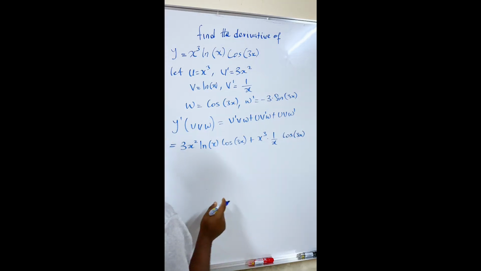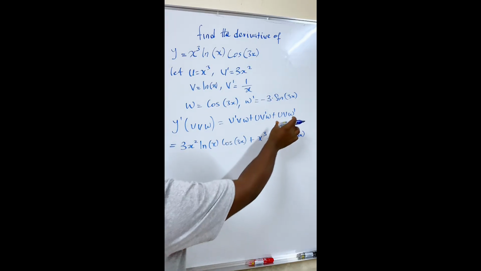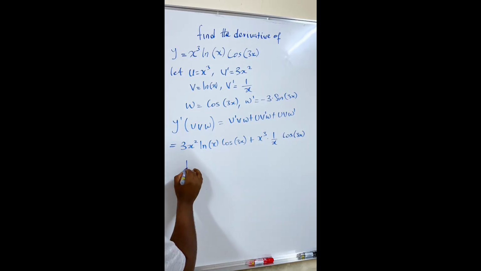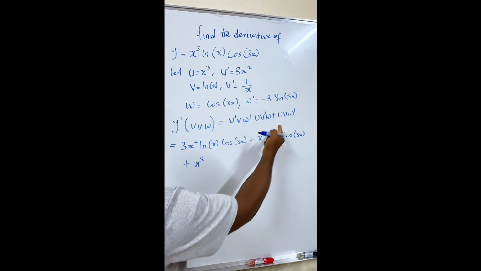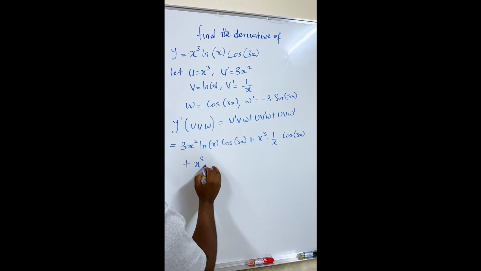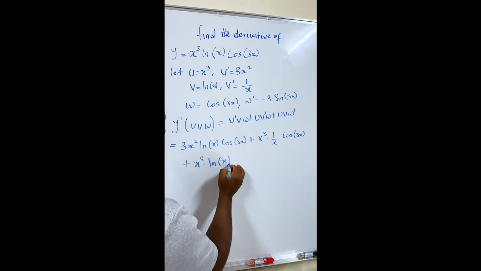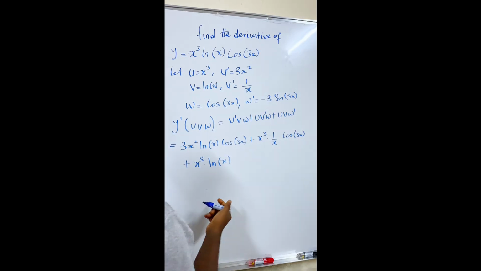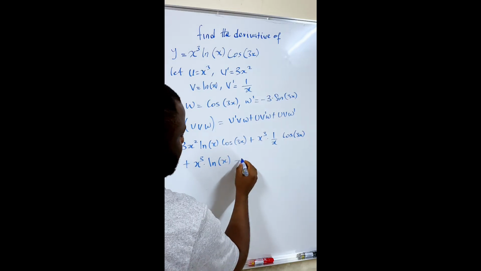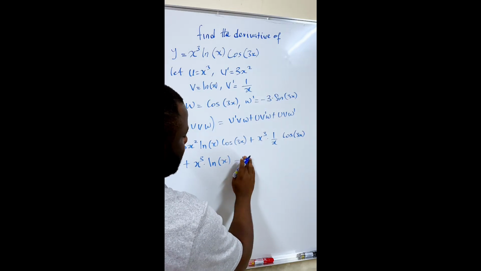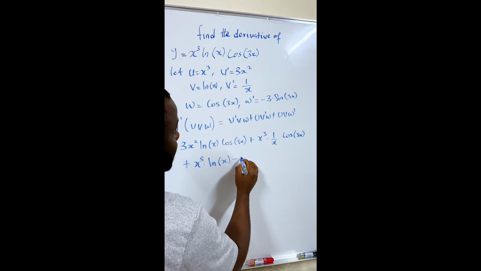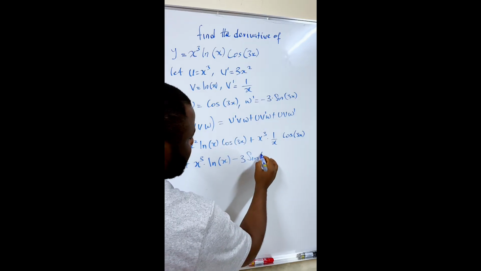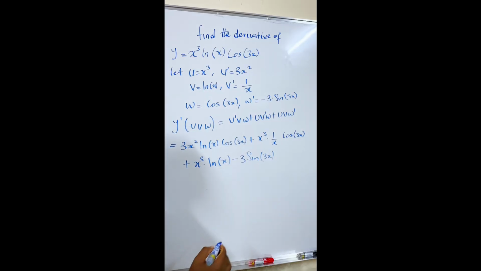So let's talk about the third term. We now say plus u is x cubed, v is ln x, then w prime is negative 3 sine 3x. Okay, so we can now simplify this.